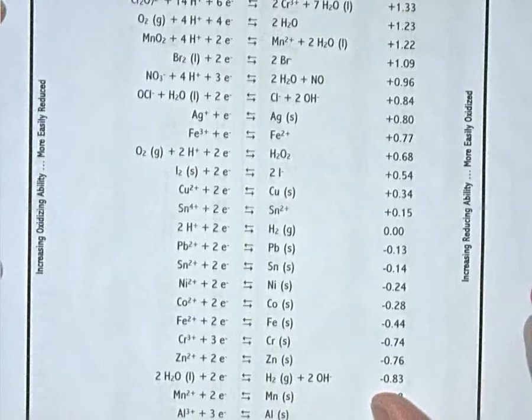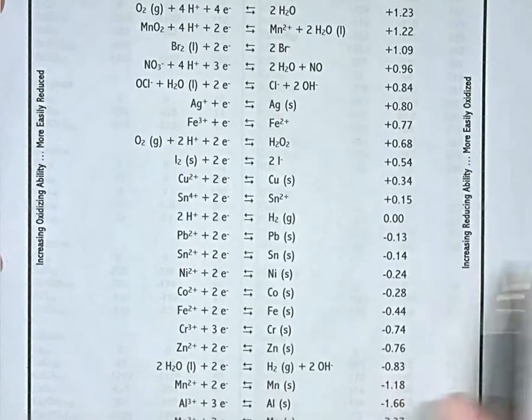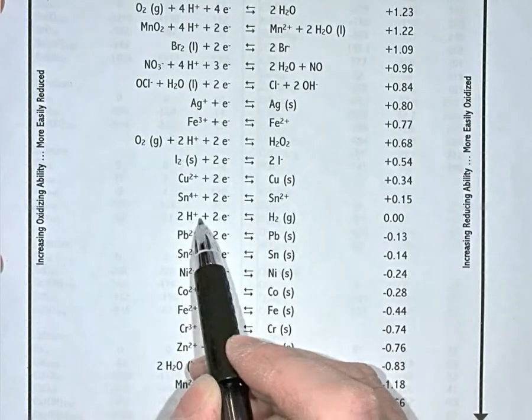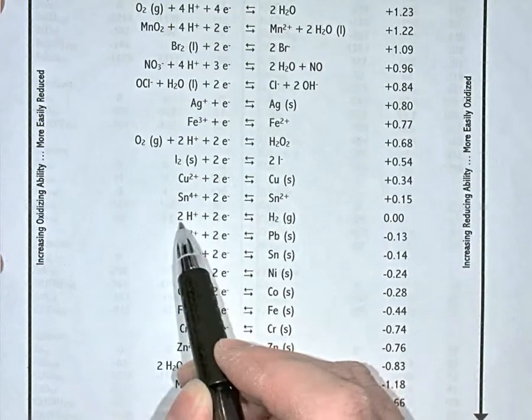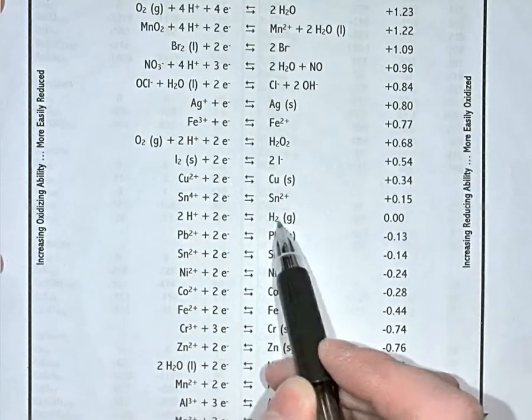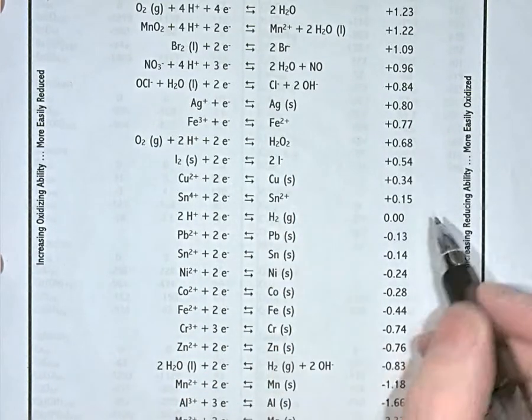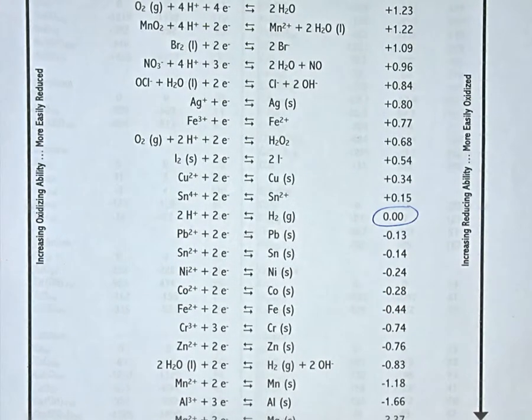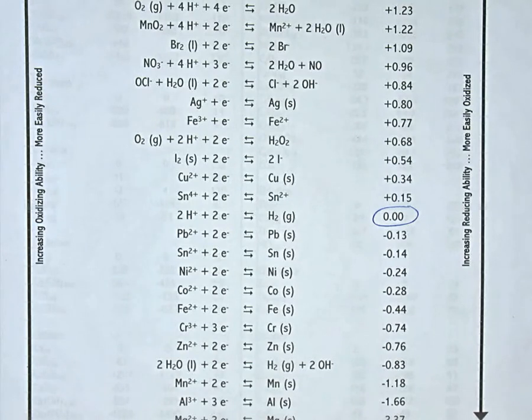Now you remember, when looking at this chart, in the middle of the chart is the hydrogen ion being reduced. So hydrogen ions gain electrons to make hydrogen gas, and that is given a voltage of 0 volts. And that's an arbitrary decision. We made the hydrogen half cell the standard against which the others are compared. So it's called the standard hydrogen electrode, and it's arbitrarily given a voltage of 0 volts.